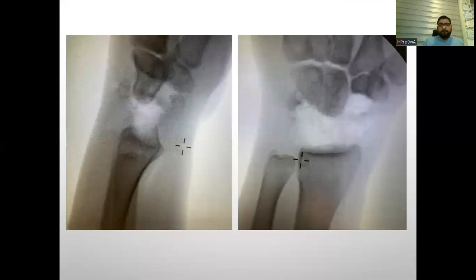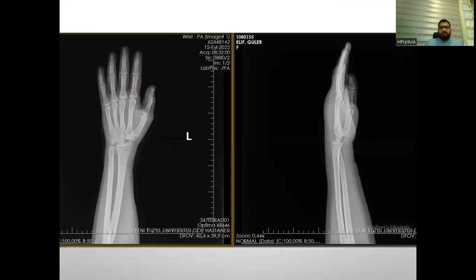These are the per-op C-arm pictures. All of the proximal row has gone. And these are the post-operative X-rays. As you can appreciate in this, the capitate is directly coming to the lunate fossa for further articulation.